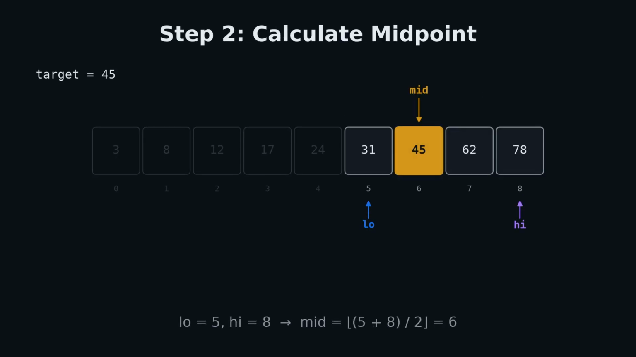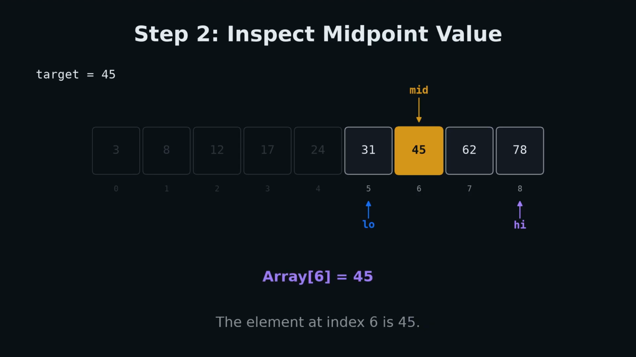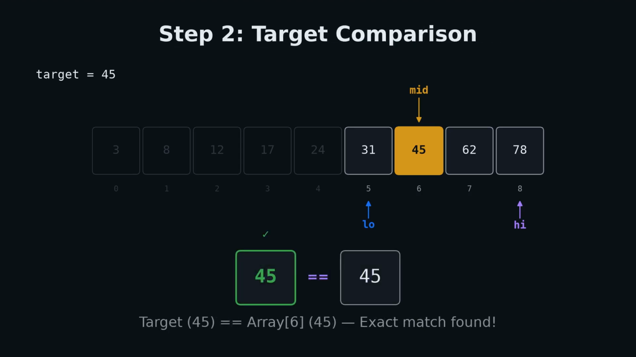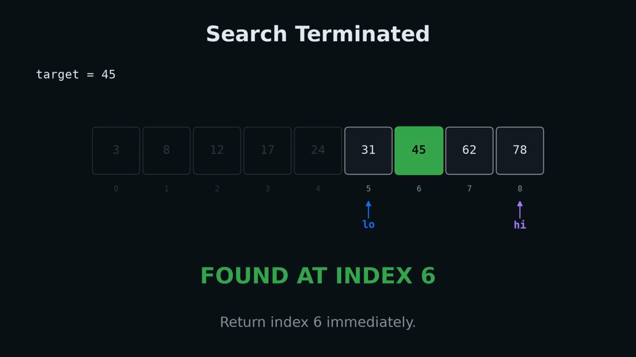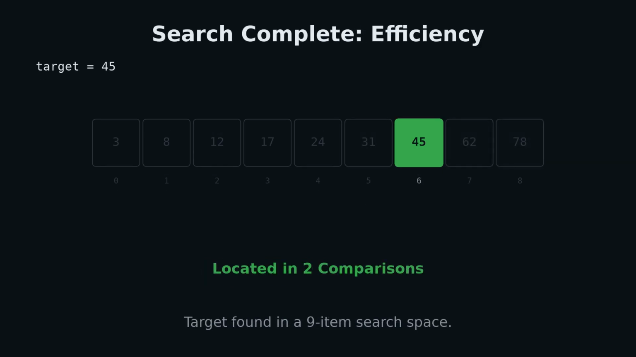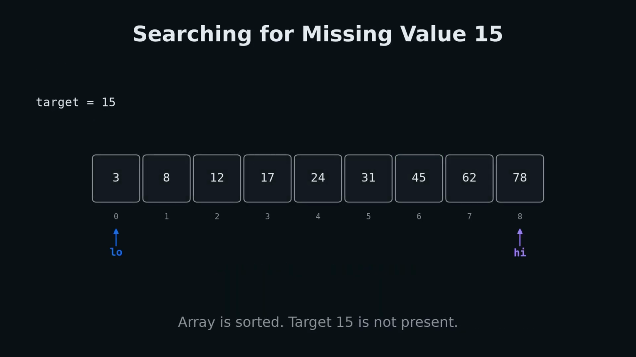With the left pointer at index 5 and the right pointer at index 8, we calculate the new midpoint at index 6. The element at index 6 is 45. We compare our target to this value and find an exact match. The search terminates immediately and returns index 6. In just 2 comparisons, we located our element within a space of 9 items, without ever inspecting the other 7 values. Now suppose we search the same 9-element array for the number 15, which is not present.